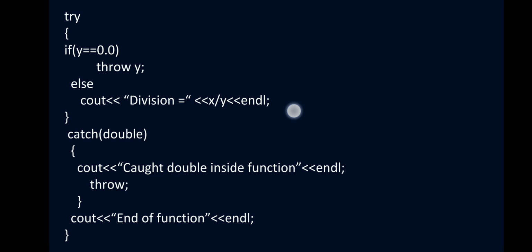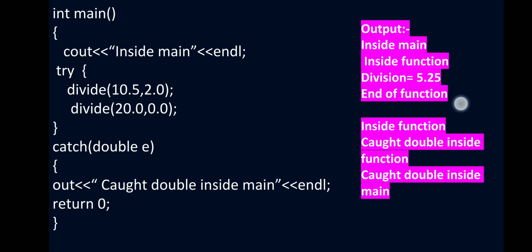So the y value is not equal to 0. I'm not throwing any exception. I'm directly printing the value of x by y. I'm ending the function. So this is the result after the first function is called. Now again I'm calling the divide function with other values. What are the values? 20.0 and 0.0.